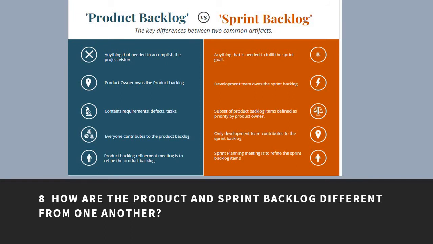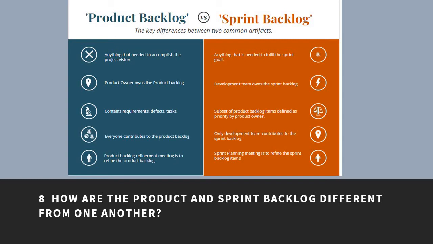How are the product and sprint backlogs different from one another? The product backlog is anything needed to accomplish the project vision. However, the sprint backlog is needed to fulfill the sprint goal. The product owner owns the product backlog, while the sprint backlog is owned by the development team. The product backlog contains requirements, defects, and tasks, while the sprint backlog is the subset of product backlog items defined as priority by the product owner.